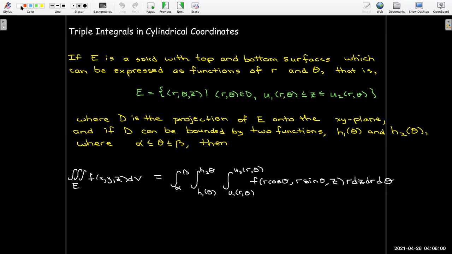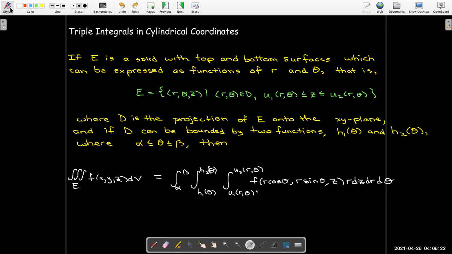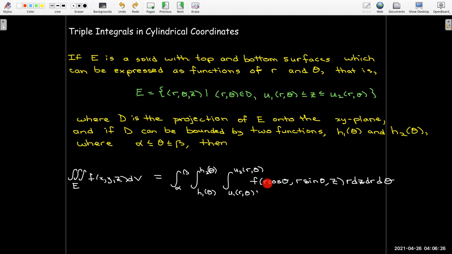So let me go ahead and put some parentheses here. And then the innermost is the z integral, and its limits are going to be the equations of the top and bottom surfaces. Of course, I'll have to convert my integrand to cylindrical coordinates. And since I'm using polar coordinates, I have to have the r dr d theta. But since I still have the dz, I bring the r out in front of the dz. So I still have this extra r in my integrand.